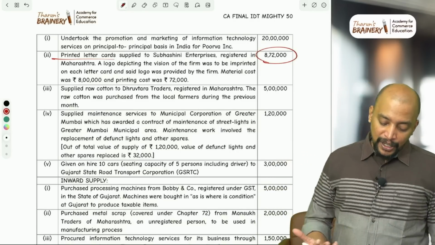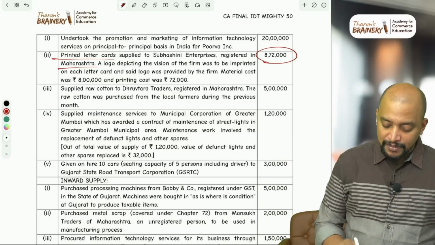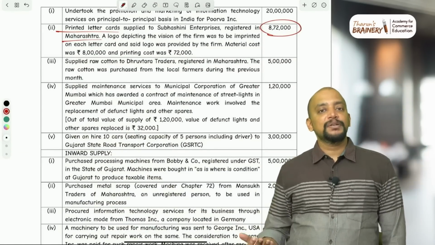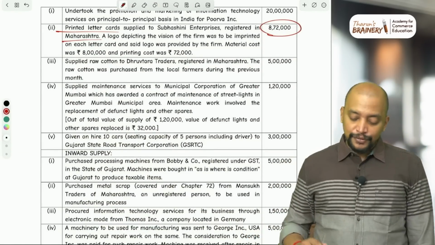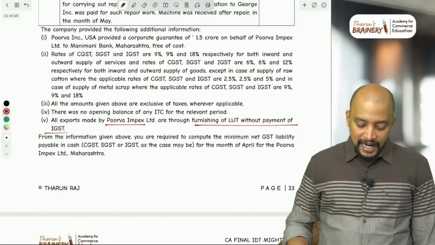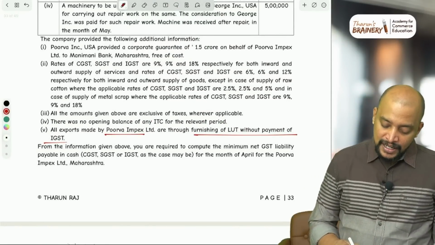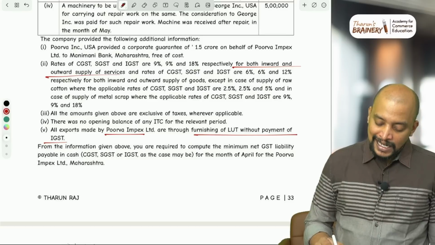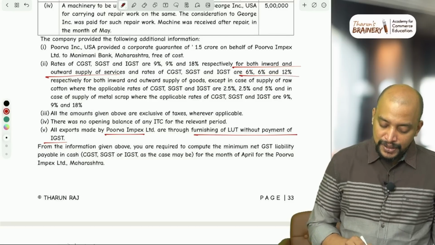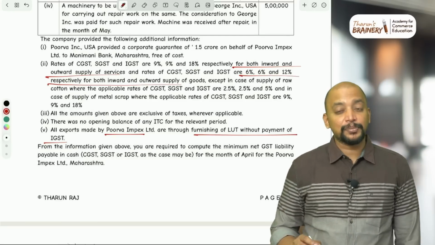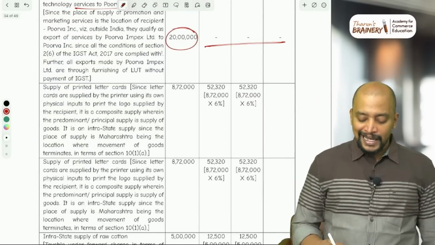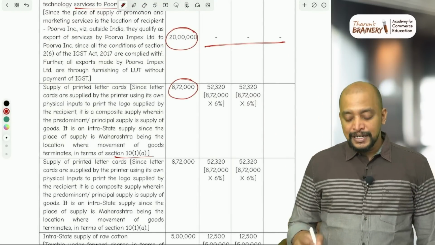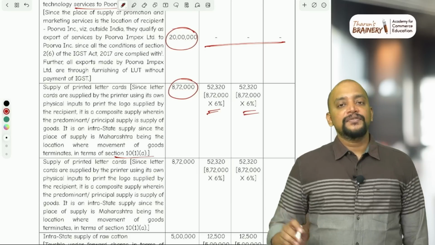Okay, and supply of goods to Subhashini Enterprises in Maharashtra. Where are these people located? Maharashtra. So usually the ending point will be taken as the place of supply. Therefore intra-state supply. And in case of goods, what is the rate of GST? See this, 18% for both inward and outward supply of services, and rate of GST 6%, 6%, 12% for both inward and outward supply of goods. So due to that reason, for the 8,72,000 intra-state supply, ending point N1A, 6% and 6% will be taken.